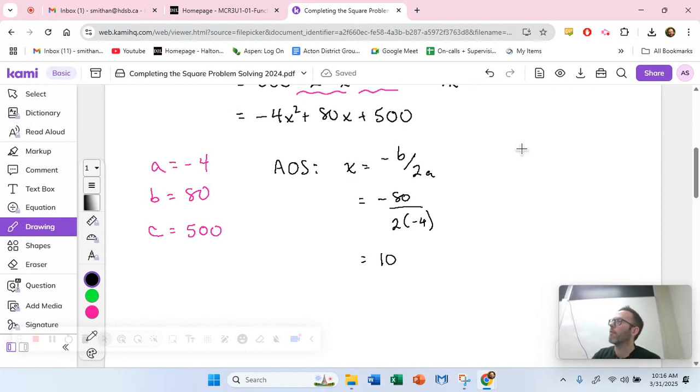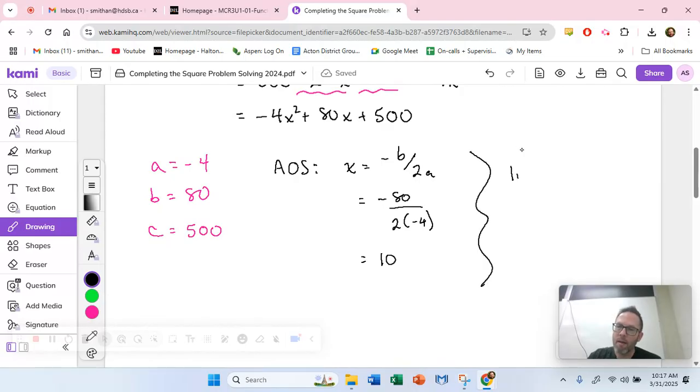Did you guys get positive 10? I see some nods. All right, we're kind of done the question. What we have just found is that x equals 10. Remember, x is the number of price increases. 10 price increases will maximize her revenue. You can just do the mental math. If she's charging $5 and she increases the price 10 times by $1, she should charge $15 per dozen to maximize her revenue. But let's jot a few things down here.